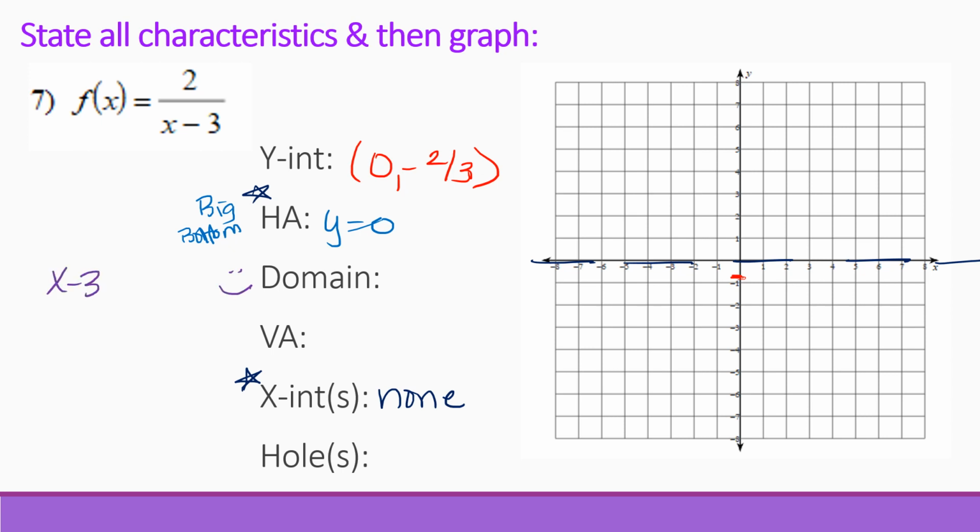Set your denominator x minus 3 equal to 0 and solve to get x equaling 3. That's the only break in the domain. So my domain is negative infinity to 3 union 3 to positive infinity.